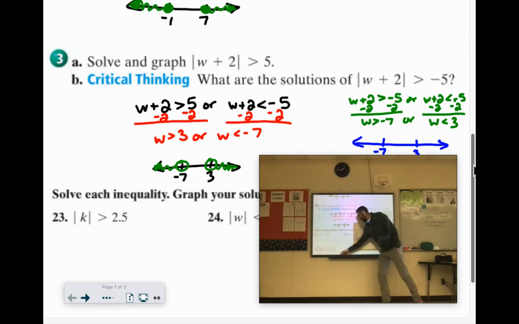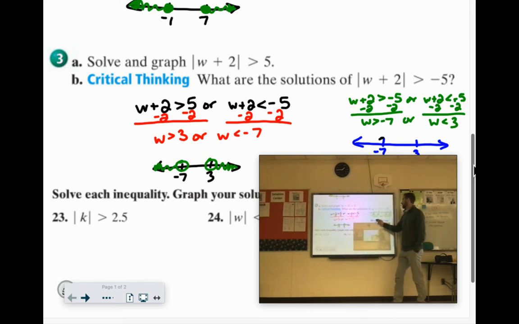So these would be open dots, and it would shade in the middle. But let's pick a number like 0. 0 plus 2 is 2. Absolute value of 2 is 2, and 2 is greater than negative 5.